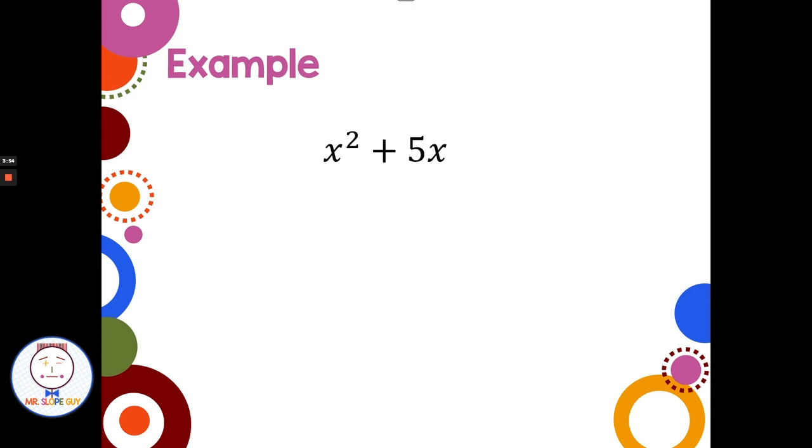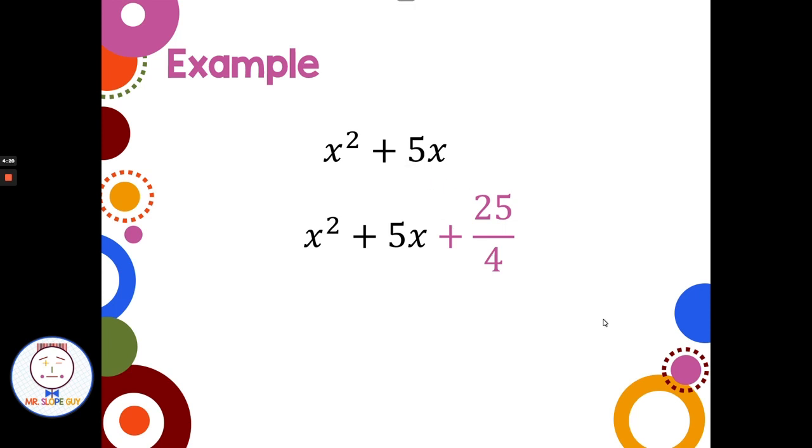So 5 divided by 2 is just the fraction 5 over 2. And 5 over 2 can easily be squared. 5 squared is 25, 2 squared is 4. So what I want to add for my square term is 25 over 4. How do I do that? I just took 5 over 2, dividing the middle term by 2. 5 squared was 25, 2 squared was 4.